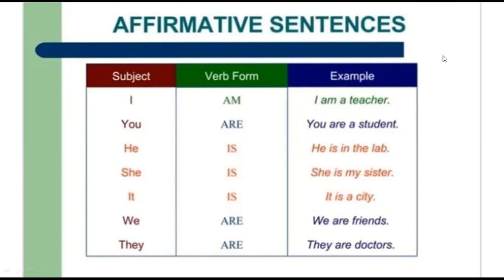And what is the verb form for all these subjects? For I, we use am. For you, we use are. For he, we use is. She is. It is. We are, and they are. Except for I and you, you can be plural, and you can be singular.